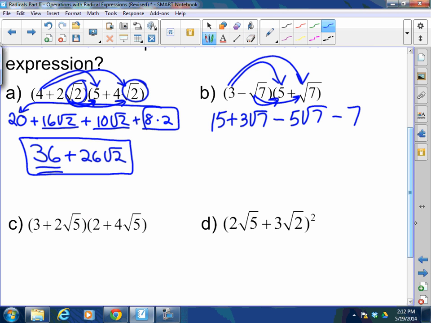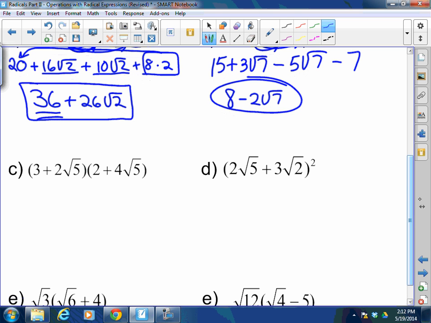Do I have like terms here that I can add? Sure I do. What's 15 minus 7, y'all? 8. What's 3 square root of 7 minus 5 square root of 7? Negative 2 square root of 7. Done. Does that make sense? Okay.